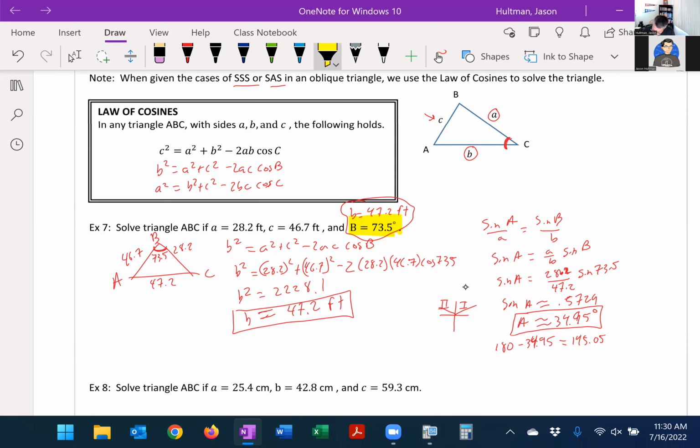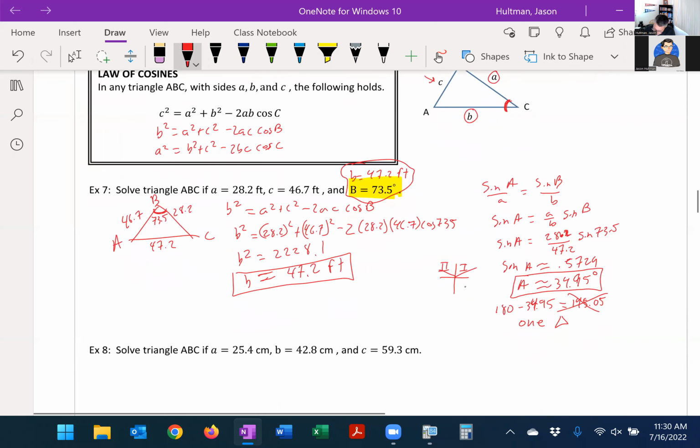Well, 145 plus 73, that's way above 200. Since this is way above 200, and you can only have 180 degrees in a triangle, this cannot happen. So there's only one triangle here. Angle B was equal to 73.5. Angle A is 34.95. So what would angle C be?